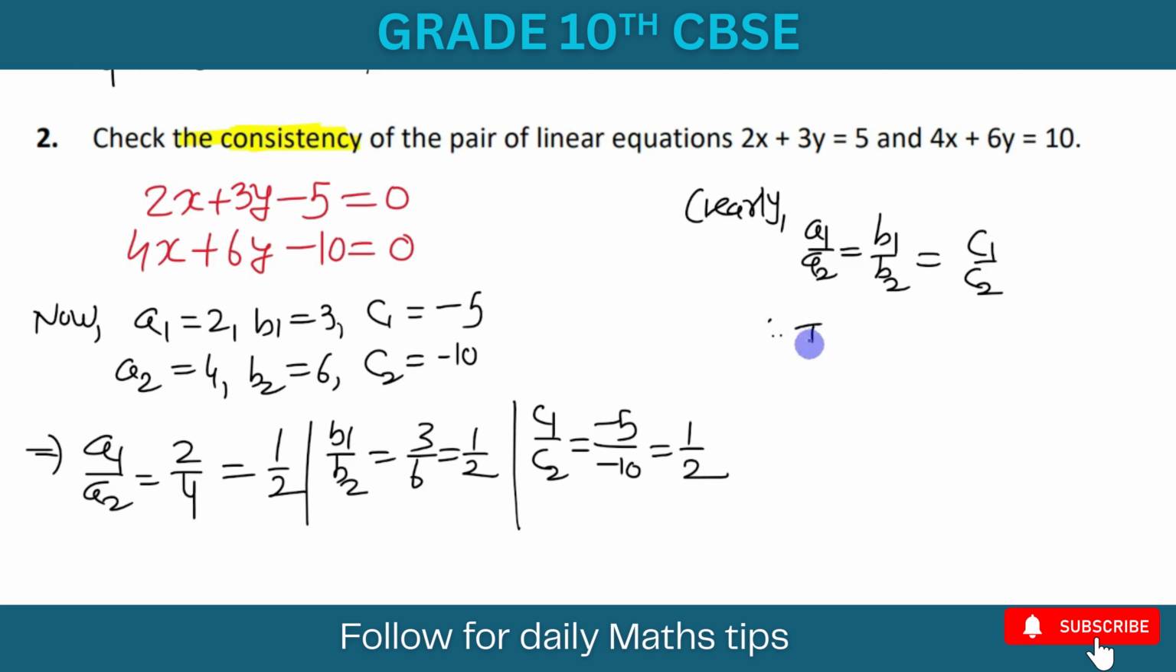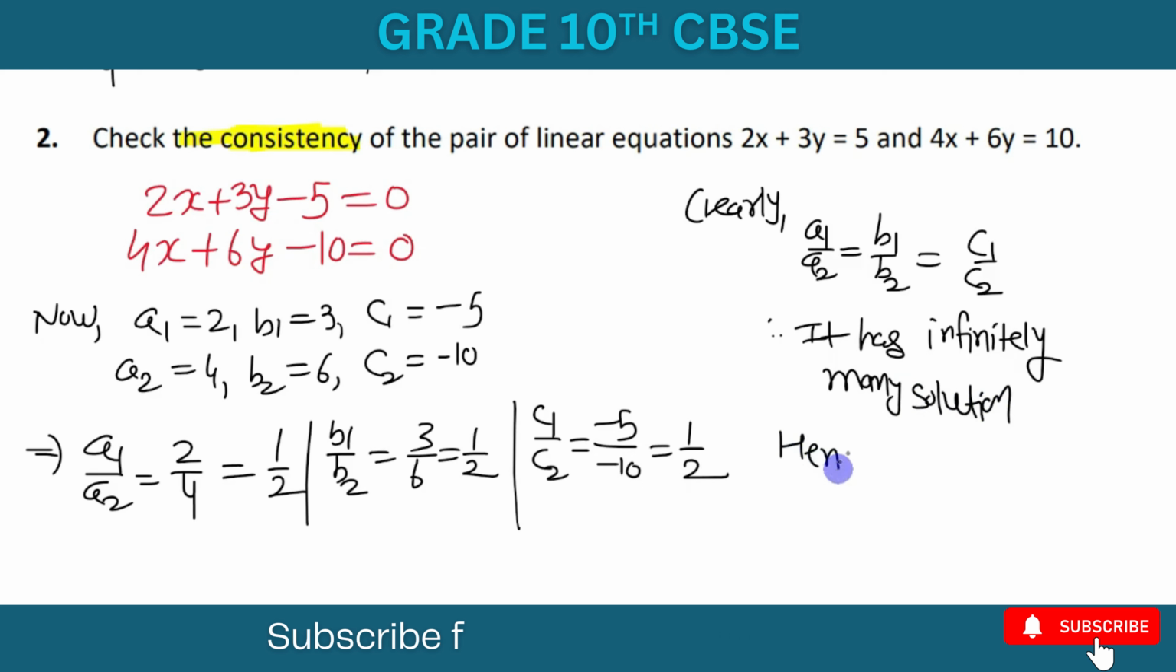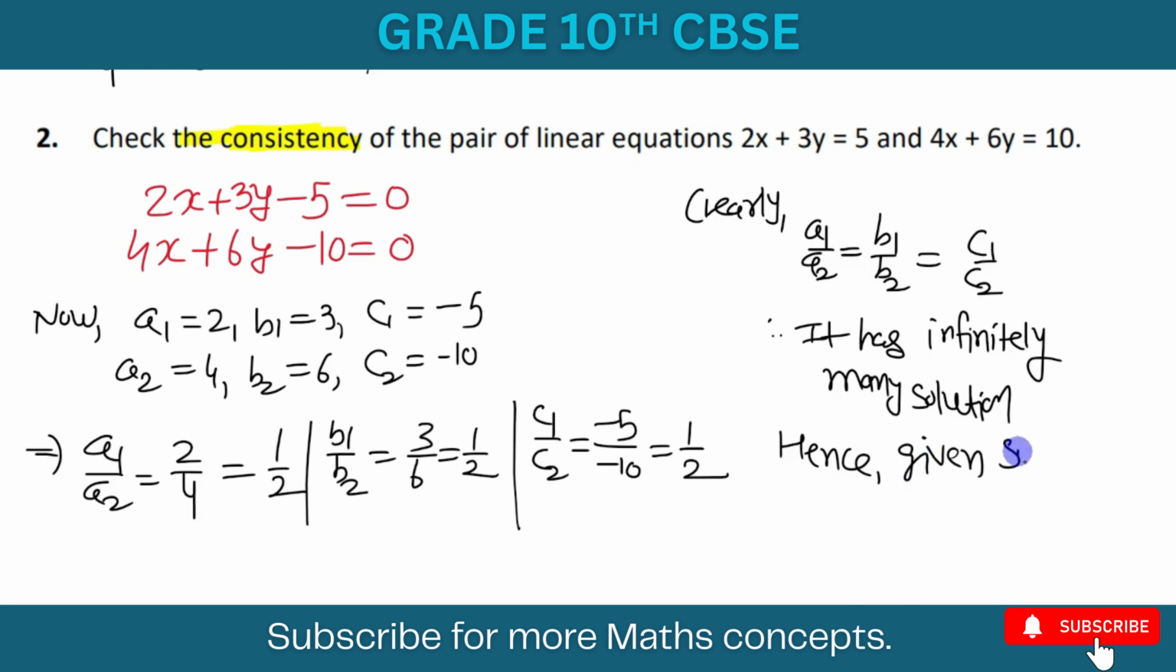Therefore, you can say that it has infinitely many solutions, right? This is the condition of infinitely many solutions. That's why it has infinitely many solutions. Infinitely many solutions means a solution exists. So hence you can say the given system is consistent. That's all. I hope this is clear.